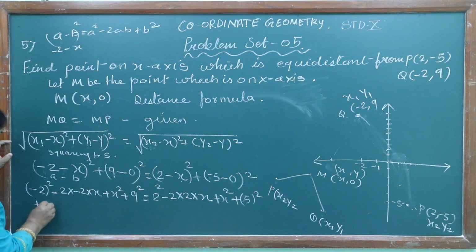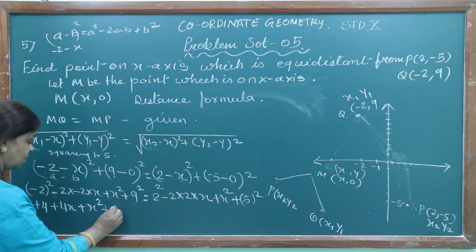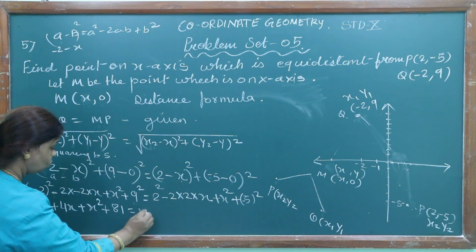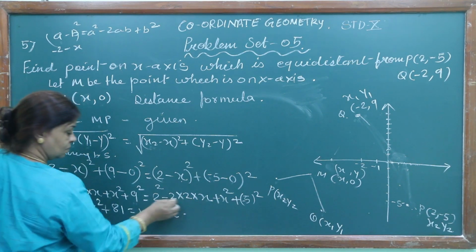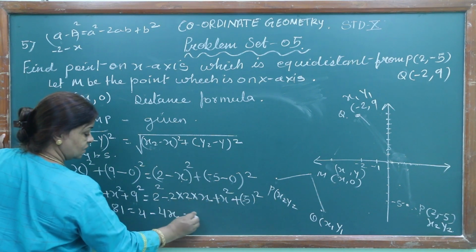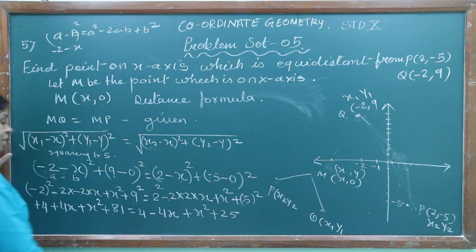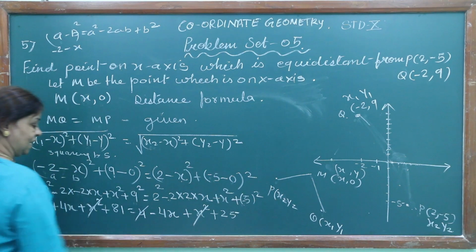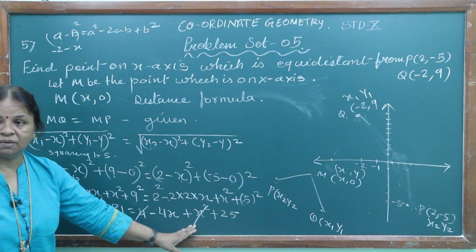Now 4 plus 4x plus x square plus 81 is equal to 4 minus 4x plus x square plus 25. Minus 5 the whole square will be 25. See, now what will get cancelled, children? Plus 4 and plus 4 will get cancelled. Plus x square and plus x square will get cancelled, because the equal sign is in the middle: this side x square is plus, that side x square is plus.